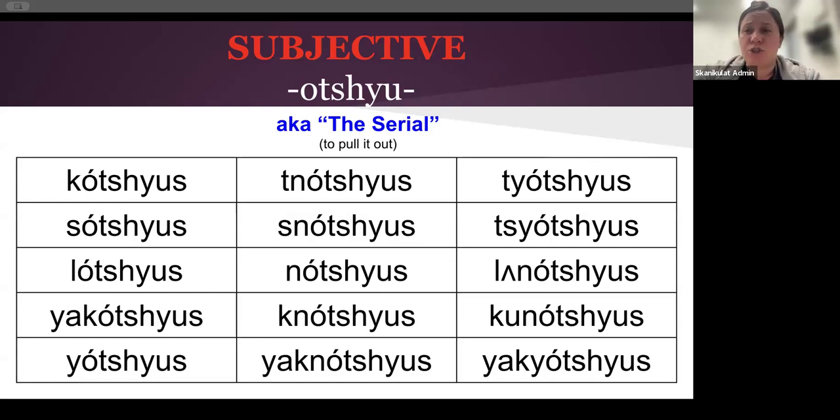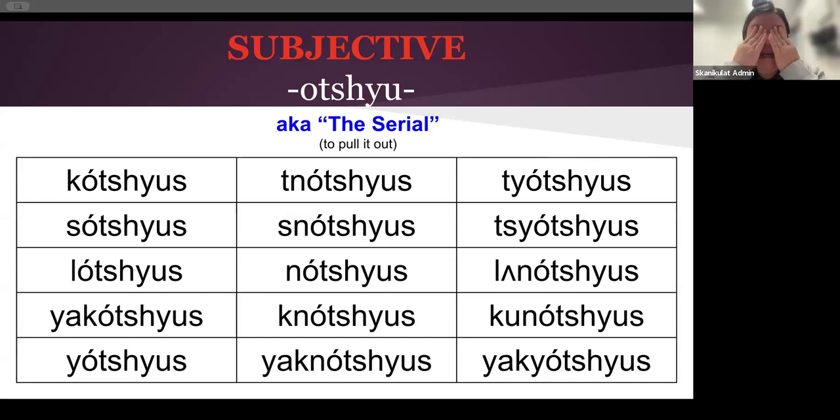The first one is go choose. And then we have zochus, lochus, yagochus, yochus, nochus, snochus, nochus, gnochus, yagnochus, diochus, jochus, lanochus, gunochus, and then yagyochus.